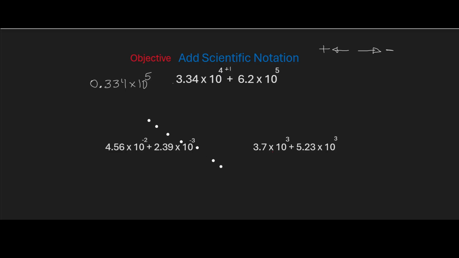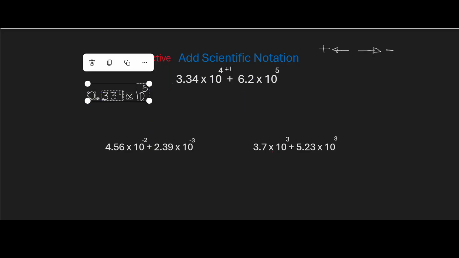Okay. Now that I have moved this one, what I'm going to do now is add it to this other one. So I'm going to rewrite all of this, and I have the plus sign, and then it's going to be 6.2 times 10 to the fifth power. Now that we have the same exponent, 10 to the fifth power, 10 to the fifth power, we should be able to just add these two numbers.